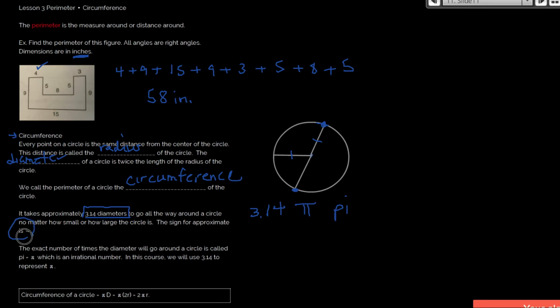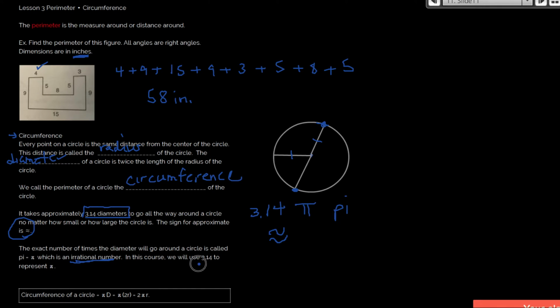And we're talking approximately. So if you have to round your numbers, we use this symbol, which means approximately. So if you see me use that, that means approximately. The exact number of times the diameter will go around the circle is called pi, which I just said, which is an irrational number. If you remember, an irrational number is a number that goes on and on and on without repeating. So pi goes on and on forever and never ends.